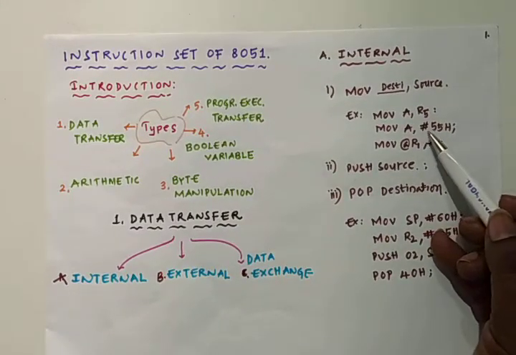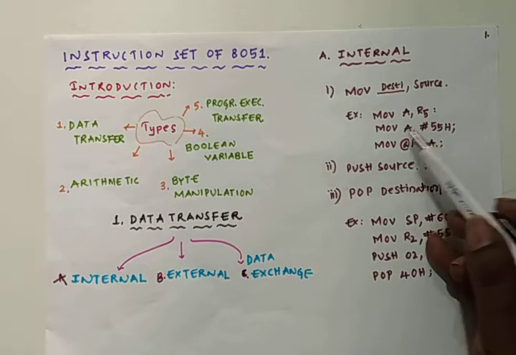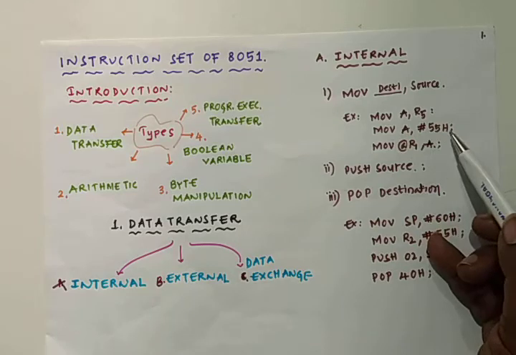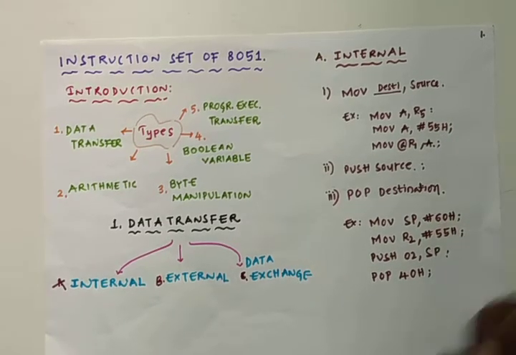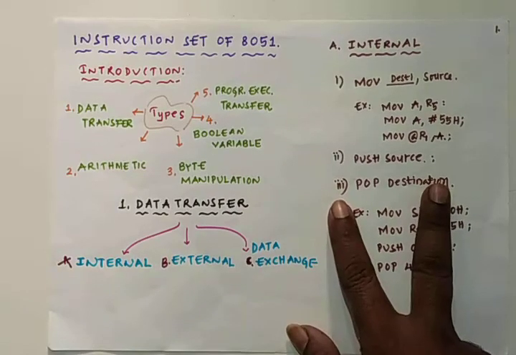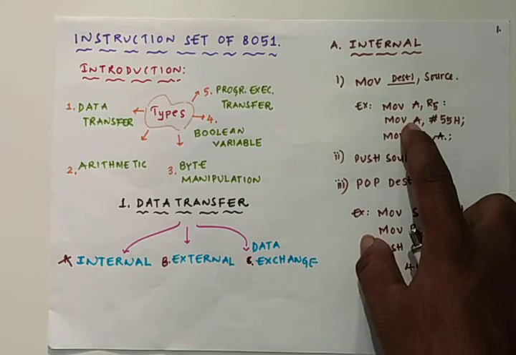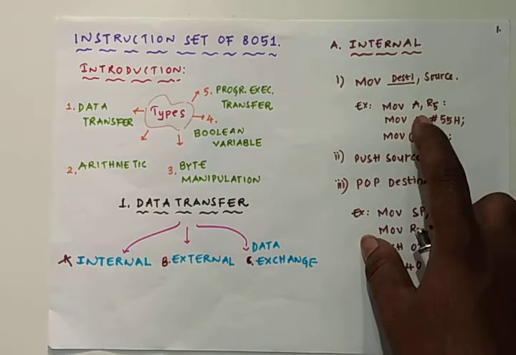And as directly specified in the second instruction, MOV A, #55H. That means 55H is direct data, where H stands for hexadecimal number, so that it will be moved into the accumulator. A copy of the 8-bit 55H is moved into the accumulator.